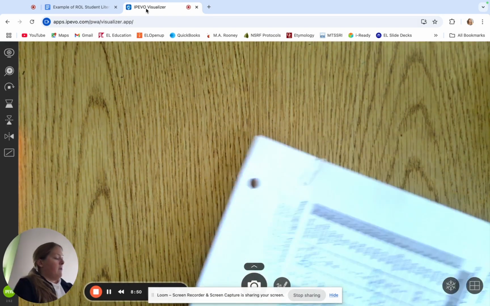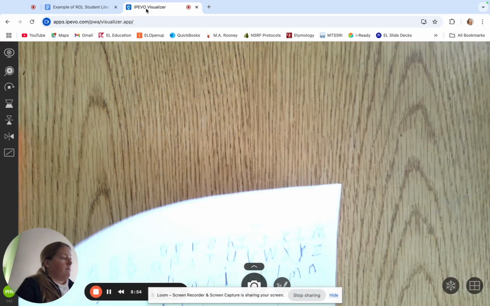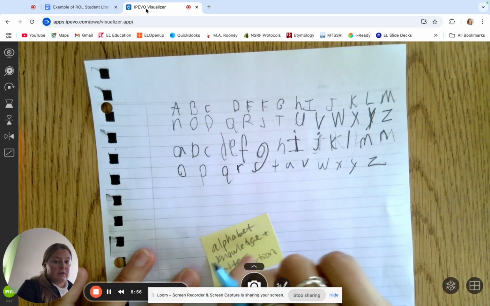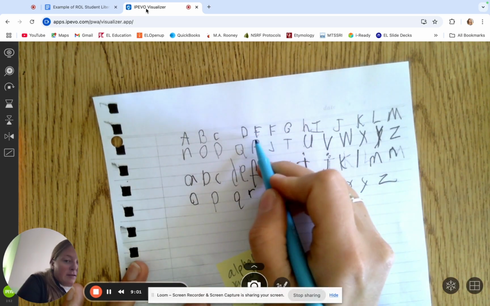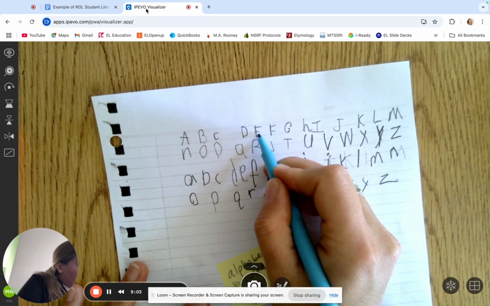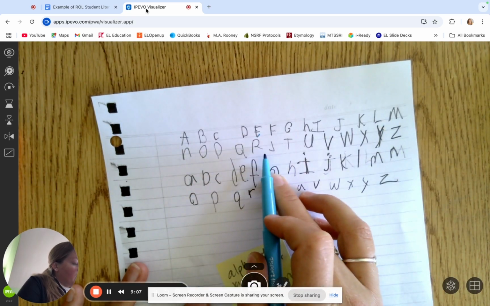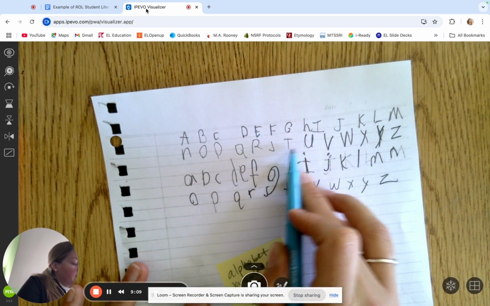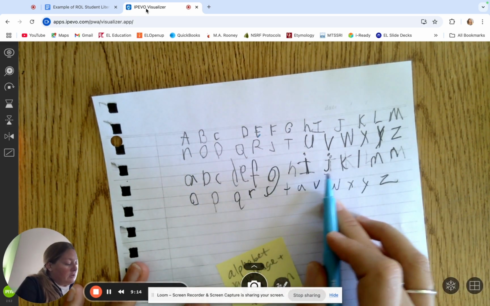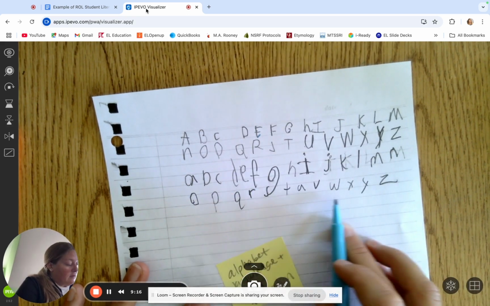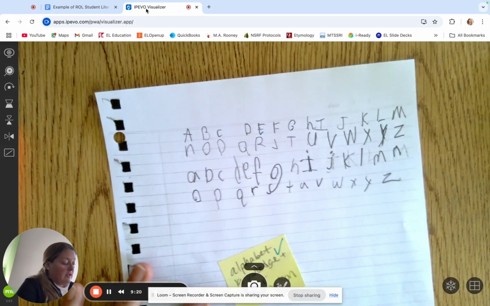Okay. Next, I'm going to look at the student's alphabet knowledge and letter formation. A, B, C, D. I know it's hard to see, but the student put a little line there for E. F, G, H, I, J, K, L, M, N, O, P, Q, R. That's the S. T, U, V, W, X, Y, Z. Okay, so the student knows the alphabet, so I can check that they have alphabet knowledge.